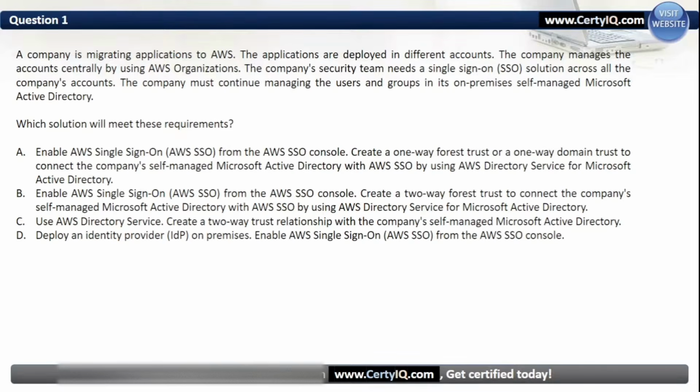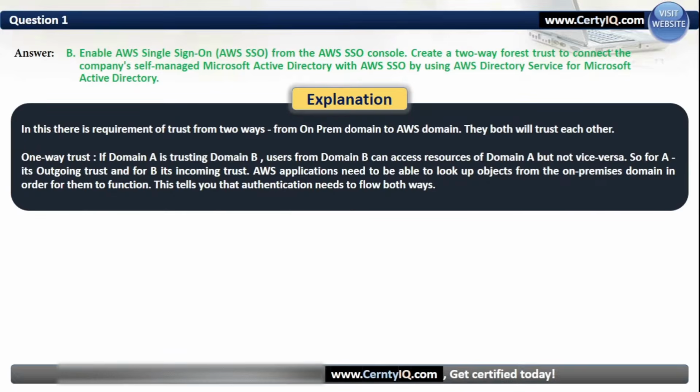The correct option is B. Enable AWS single sign-on from the AWS SSO console. Create a two-way forest trust to connect the company's self-managed Microsoft Active Directory with AWS SSO by using AWS Directory Service for Microsoft Active Directory. In this question, there is a requirement of trust in two ways, from the on-prem domain to the AWS domain. They both will trust each other.